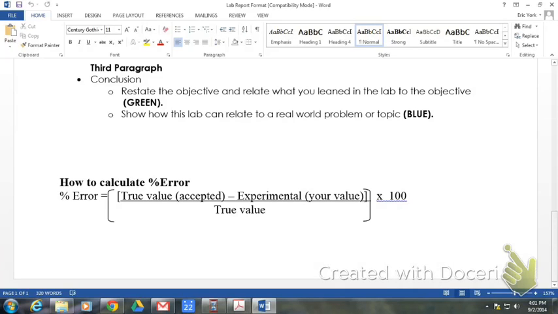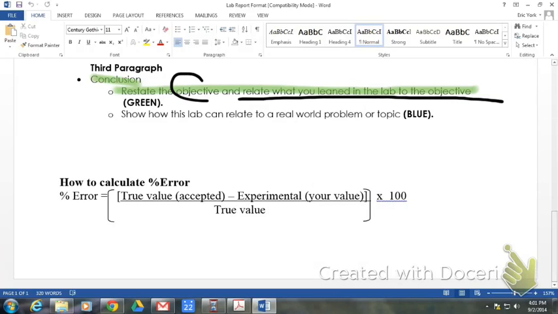Okay, the third paragraph, this is our conclusion paragraph. So within the conclusion paragraph, we are simply going to restate the objective at first. Okay, this is the objective from above, but not only are we restating the objective, but we also need to relate it to what you learn in the lab. So what is it that we learn in the lab that relates back to the objective? So the objective was more of the purpose of the lab, and what did you learn that connects back to the objective? So in the third paragraph, that should be your first sentence or maybe 2 or 3 sentences.